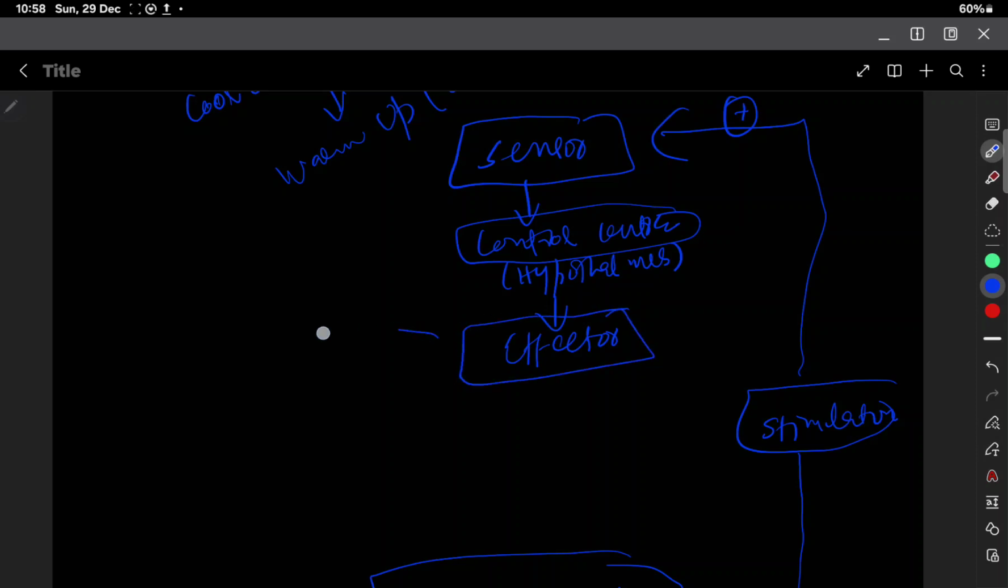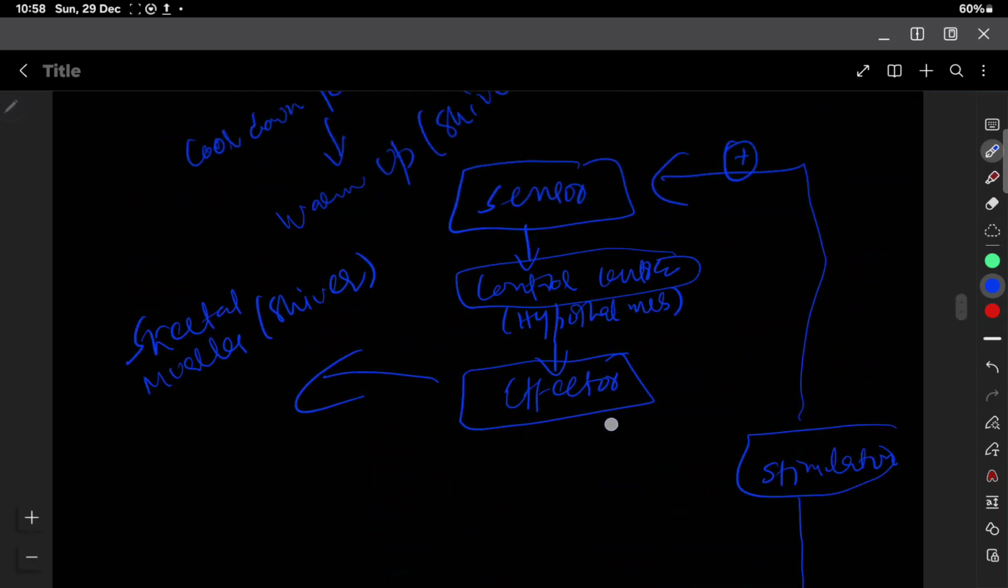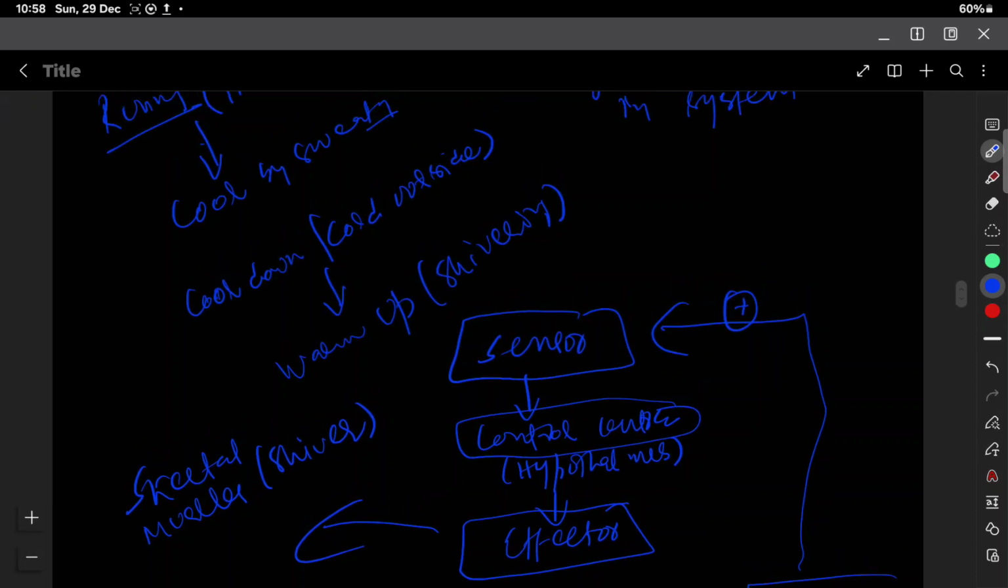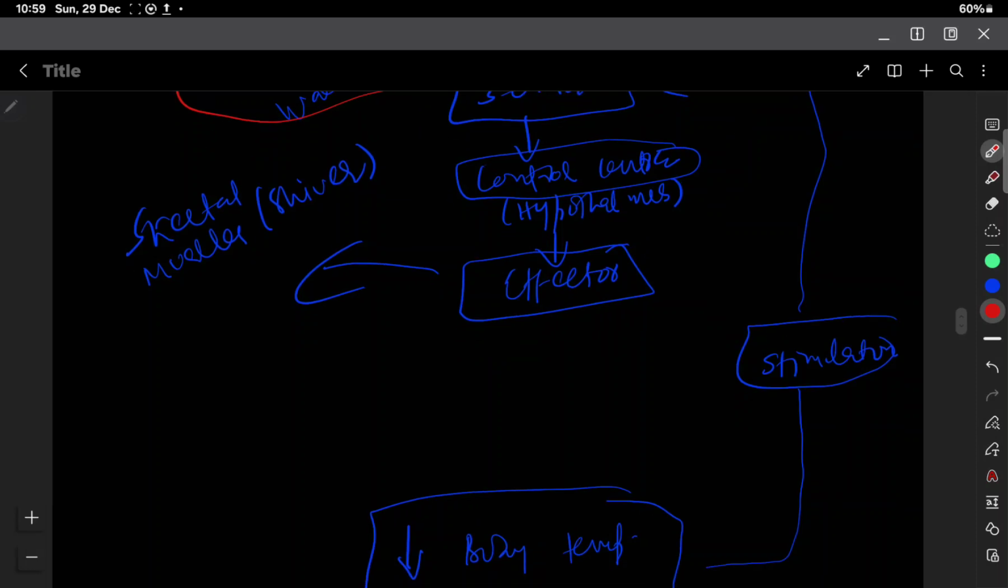For example, the effector here can be the skeletal muscles, which will shiver. What I told you, decrease in the body temperature, I already gave you the example here. If there is a decrease in the body temperature, what will happen? There will be shivering. So the effector, your skeletal muscles, will shiver, or blood vessels in the skin will narrow and keep warm blood in the body core. There can be behavioral change also, like putting on clothes or curling up.